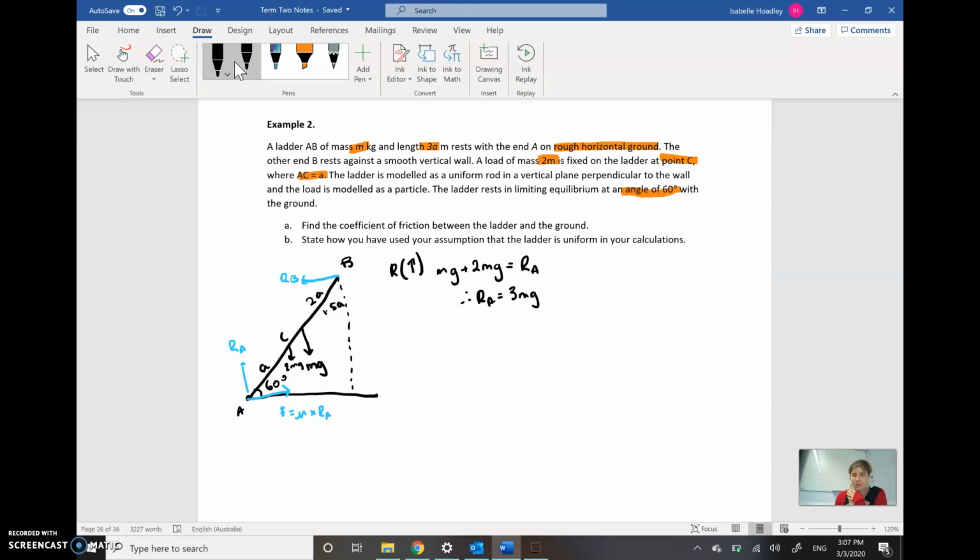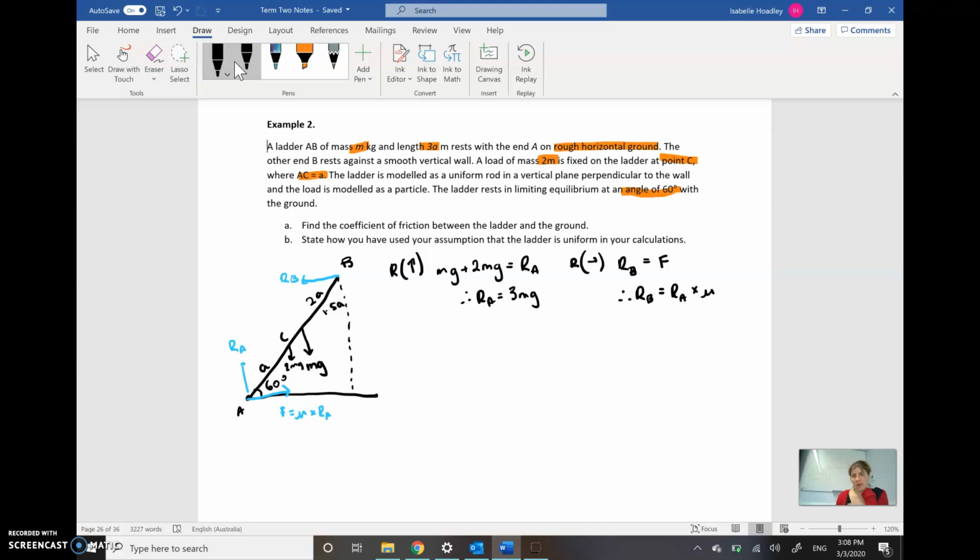The next bit is that we can then resolve horizontally as well. If we do that, we can see that RB, reaction force B, should be equal to friction because they're the only two horizontal components. Which means that RB can also be written as RA times our coefficient of friction.